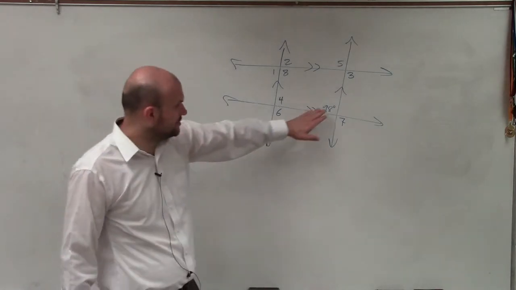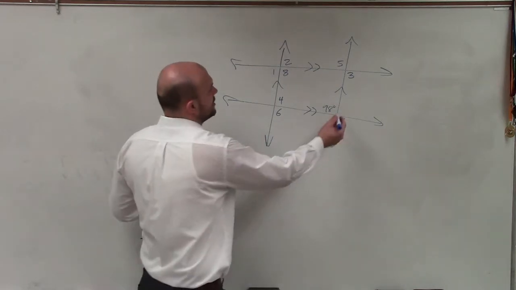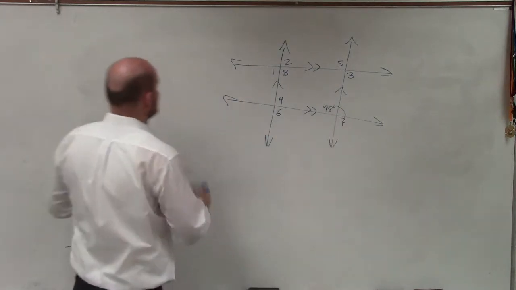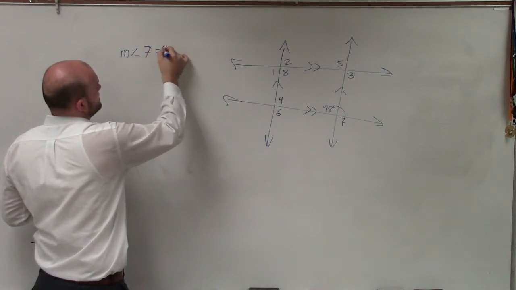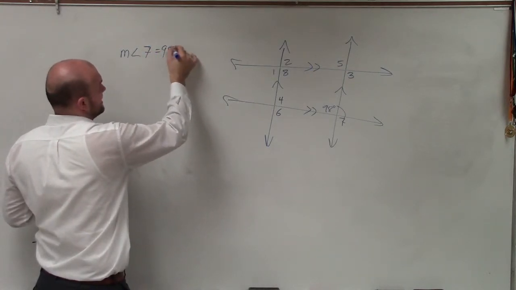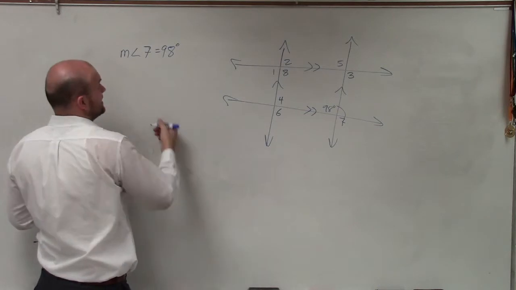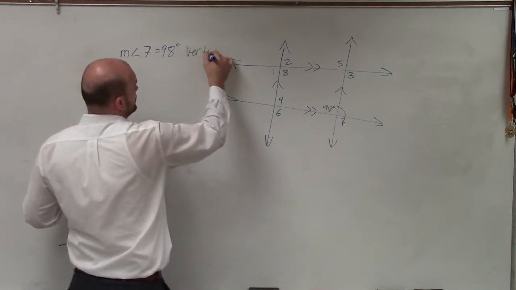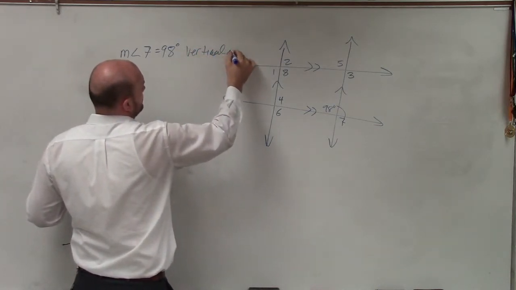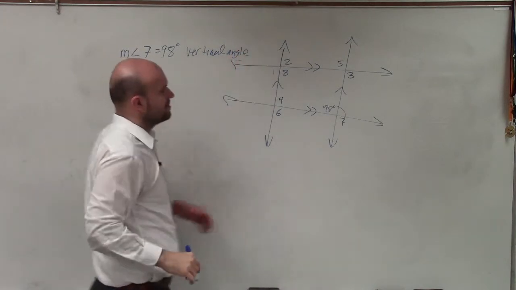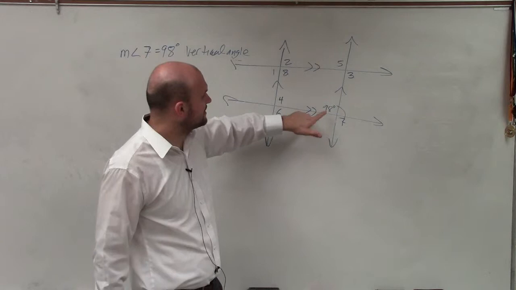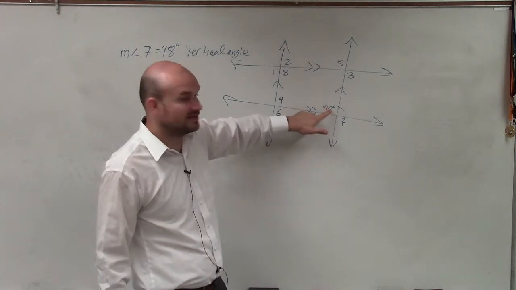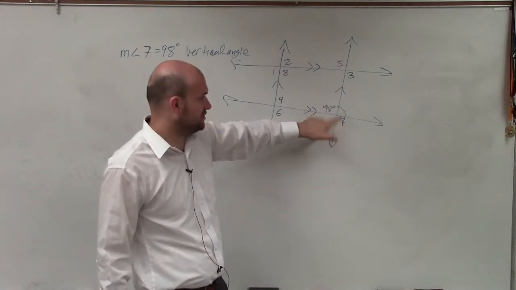So the only angle we know is 98 degrees. Now, I know that the measure of angle 7 is equal to 98 degrees. And the reason why I know it's equal to 98 degrees is because those are vertical angles. All right, so I want to evaluate how many different ways I can determine 98 degrees. So 98 degrees and 7, those are vertical angles.